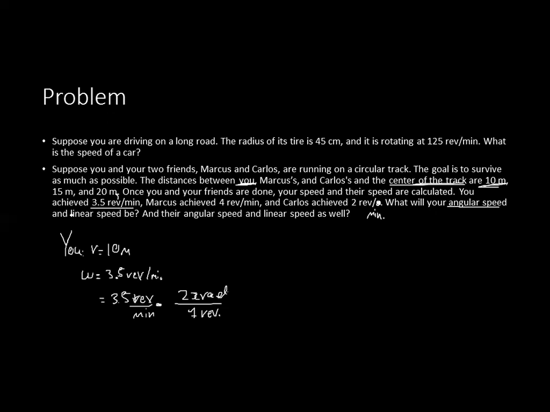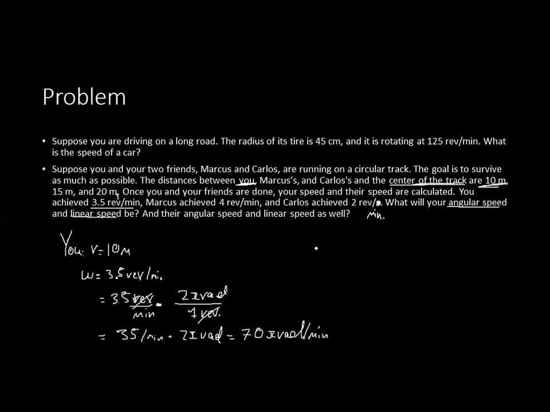Now we need to find your linear speed. And by doing that, you need to convert this one into radians. So cancel out the revolutions. What do you have? 3.5 per minute times 2 pi radians. So the result here is that your angular speed is 7 pi radians per minute. So this is in angular speed.